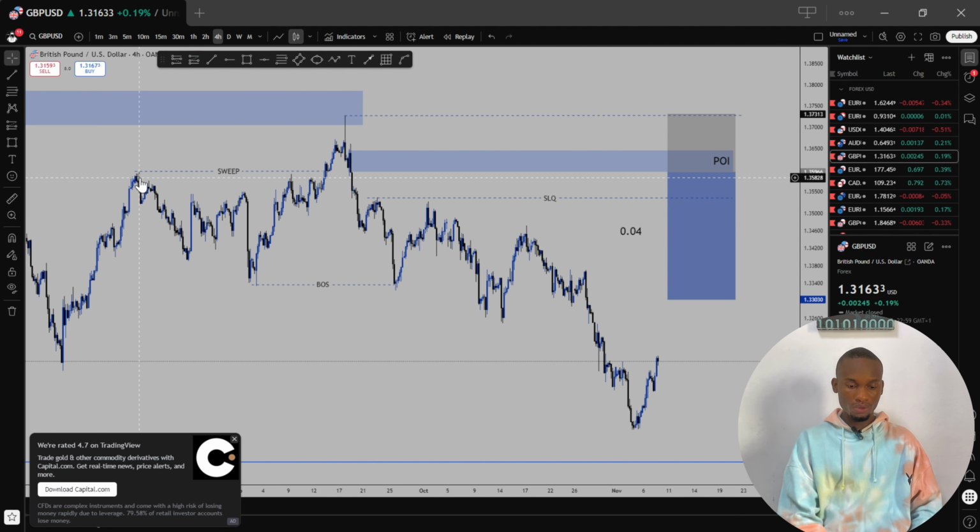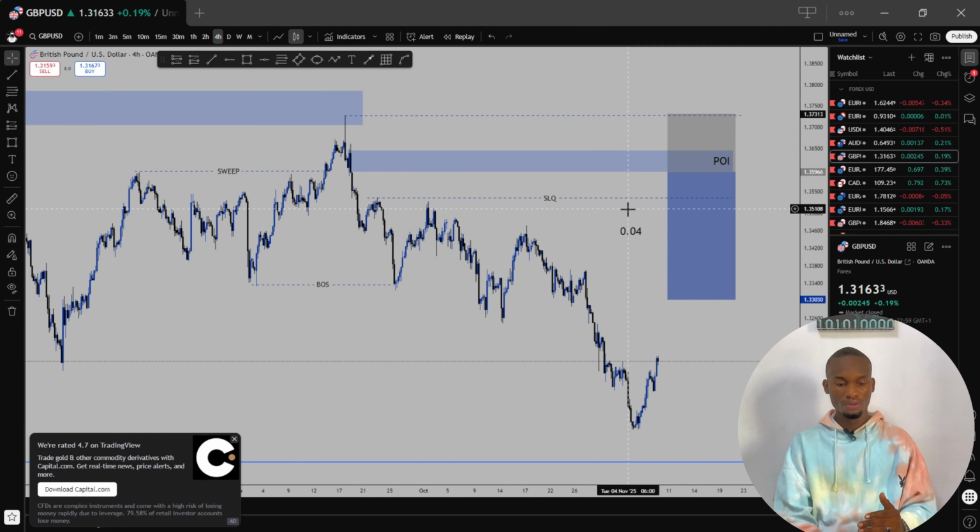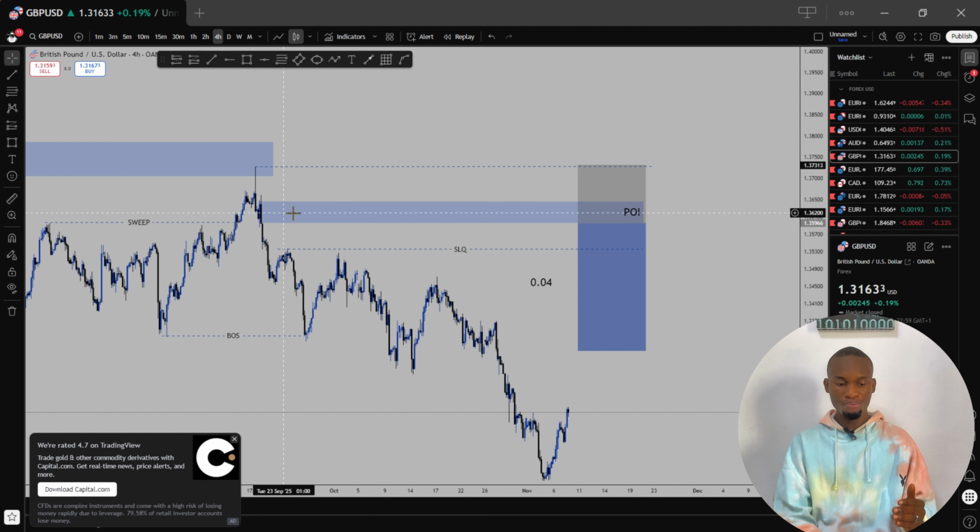For those who are just joining for the first time, let me break down the trade. The first thing we saw here was the sweep, right? Immediately price swept. What do we wait for next? A break of structure. Now price came down, broke structure, as you can see. The next thing we look for after we have confirmed our break of structure is the SLQ, structural liquidity. Price created that for us, right? So next thing was to mark out our POI, guys, our point of interest.